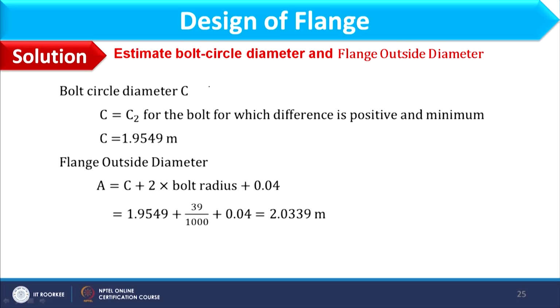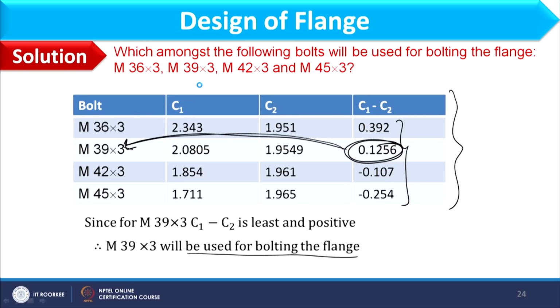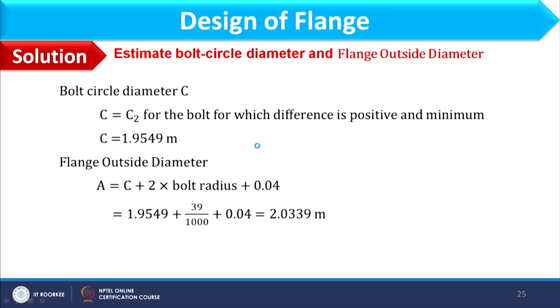Once I have chosen the bolt, I can see the value of bolt circle diameter, and if you consider this table, bolt circle diameter would be C2 of the respective bolt. So, bolt circle diameter would be C2 of that bolt, which comes out as 1.9549 meter. And then we have to find flange outside diameter. How can I calculate it? C plus 2 into bolt radius plus 0.04. So, C is coming as 1.9549, plus 2 into bolt radius, or you can use bolt diameter, it is the same.